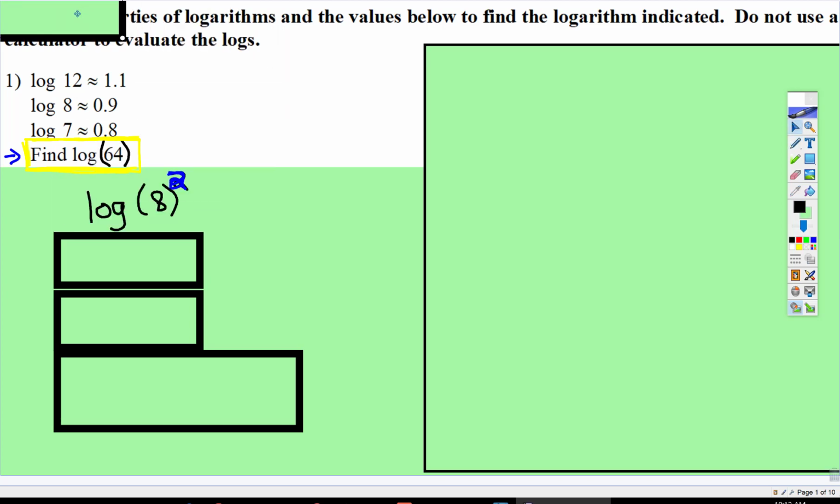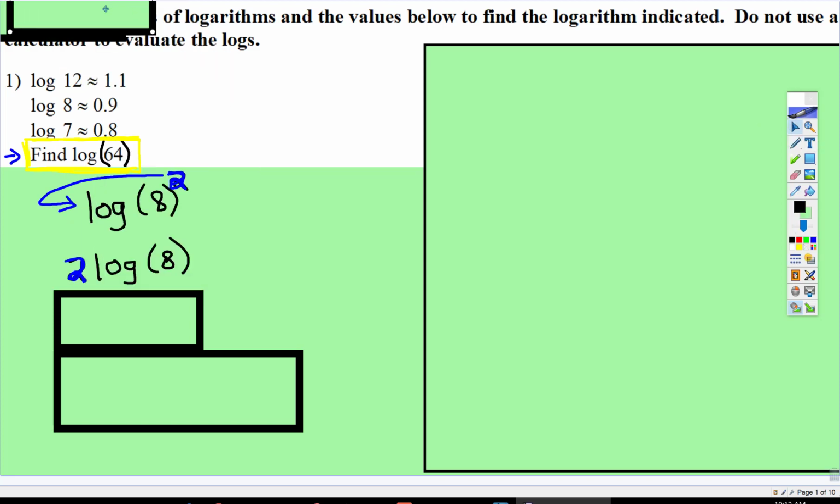So you could rewrite that as log 8 squared, and then using the properties of logarithms, where does the exponent go? What's the power rule? It's multiplication. So that 2 gets brought down and it's going to multiply against log 8, just like that. Well, we know what log 8 is.